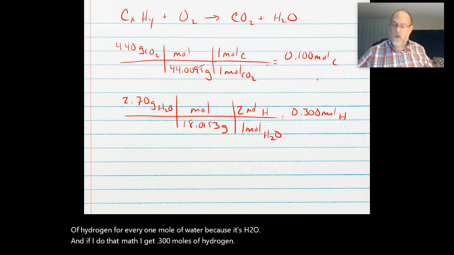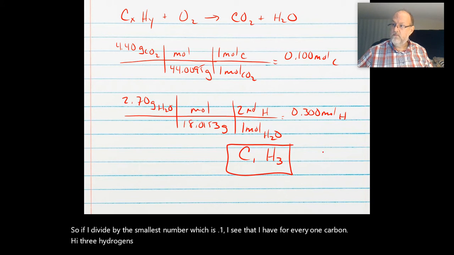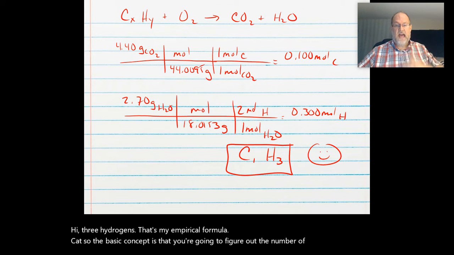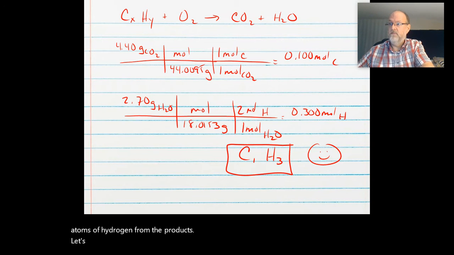So if I divide by the smallest number, which is 0.1, I see that I have, for every 1 carbon, 3 hydrogens. That's my empirical formula. Done. Okay, so the basic concept is that you're going to figure out the number of atoms of carbon and atoms of hydrogen from the products. Let's see if we can make this a little more complicated.